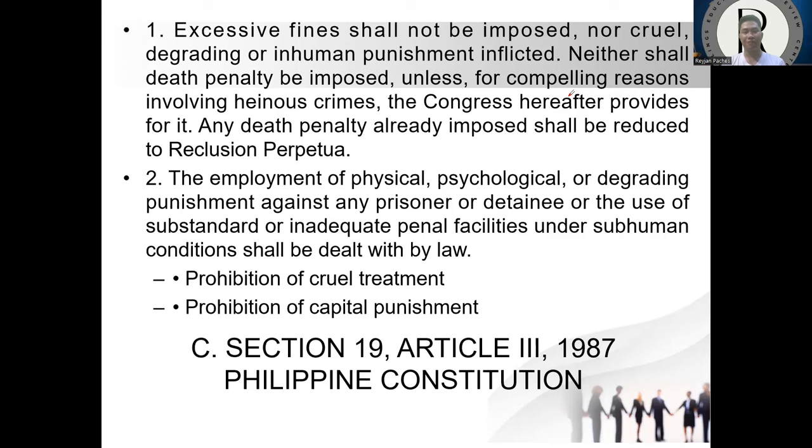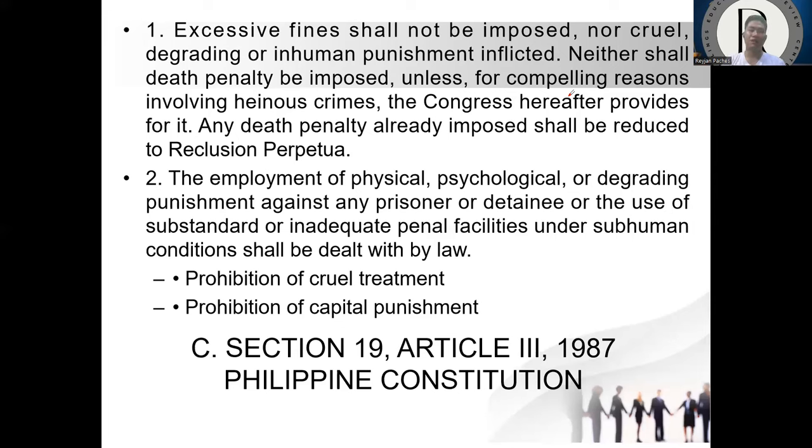Of course, any death penalty already imposed shall be reduced to the reclusion perpetua class. Kasi nga again, ang death penalty in the Philippines now is temporarily suspended. So automatic, yung mga crimes na punishable by death, it will be reduced automatically sa reclusion perpetua kapag revised penal code yung na-violate mo. Then kapag special law naman, that is what they call life imprisonment naman.